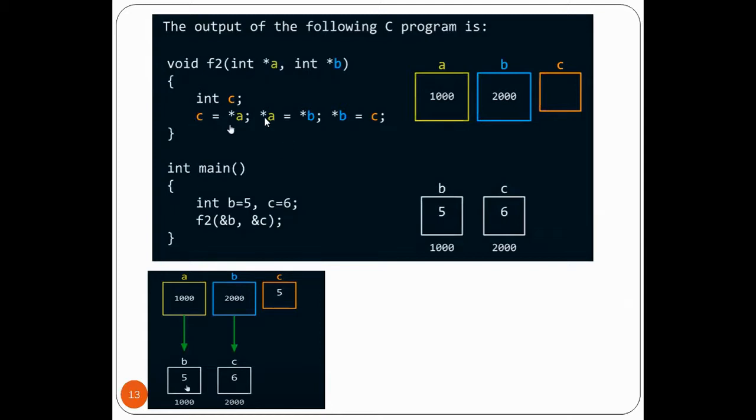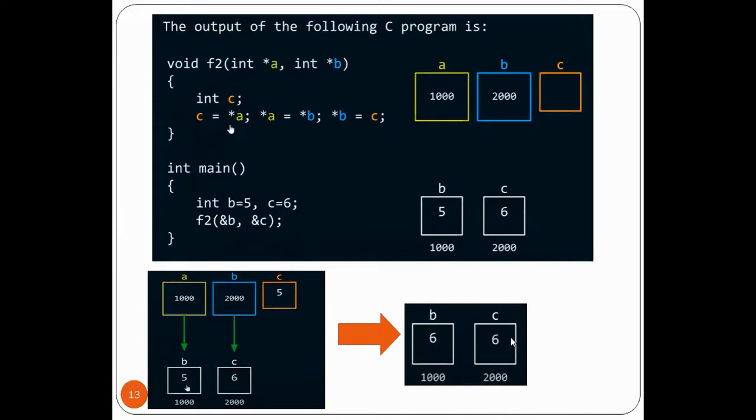For the second line, pointer A is equal to pointer B. Pointer B is 2000 and it is referring to this value 6, right? Because this is 2000. So 6 is copied to pointer A. The value of pointer A is addressing this address, and it is 5. So after this line, pointer A is equal to pointer B, 6 is copied to this address. So B and C both will have 6 values, right?